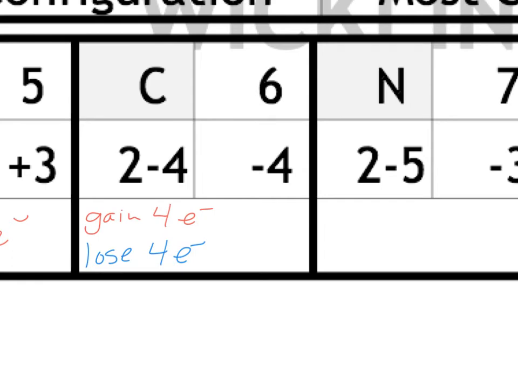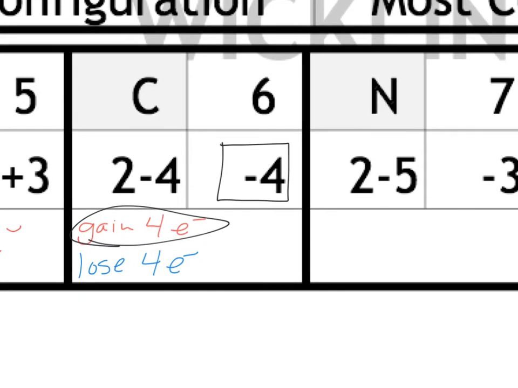And as it turns out, you can tell by the ion charge here of -4 that it's gained 4 electrons. So most carbon atoms will gain 4 electrons. Some will lose 4 electrons, and you'll have to rely on the specifics of the individual question you're looking at to know which has been the case. But in this case, carbon gained 4 electrons so that it now has a configuration of 2, 8.